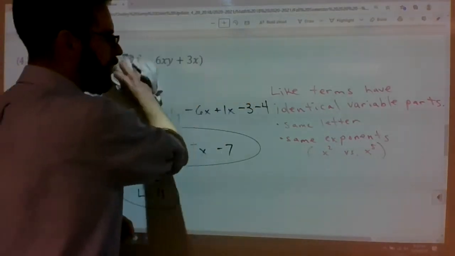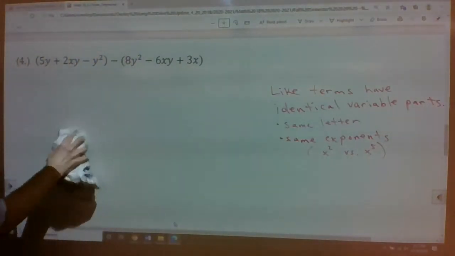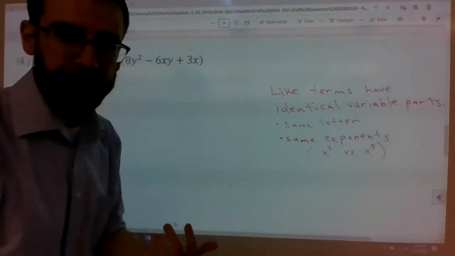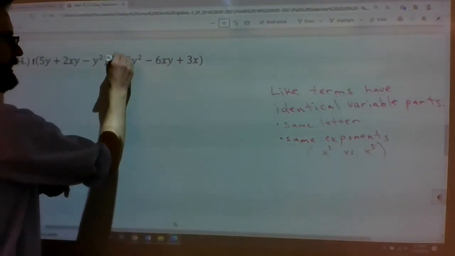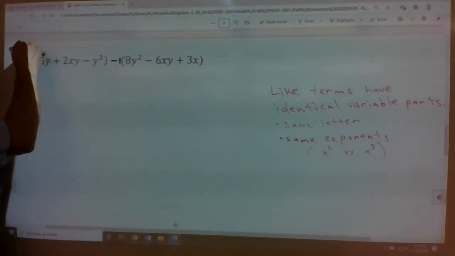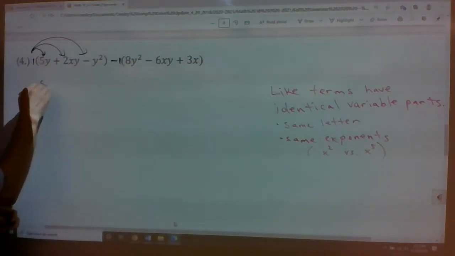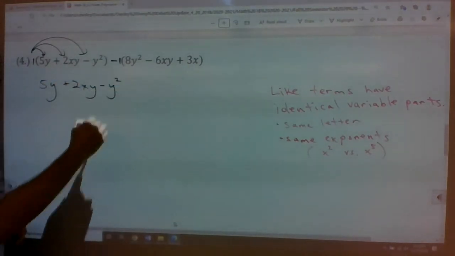Why don't you guys pause the video right now and try this one on your own? All right, let's see if you're correct. So there's a 1 in front of this one. There's a negative 1 in front of this one. So the 1 multiplied here changes nothing inside the parentheses. It's going to be 5y plus 2xy minus y squared.